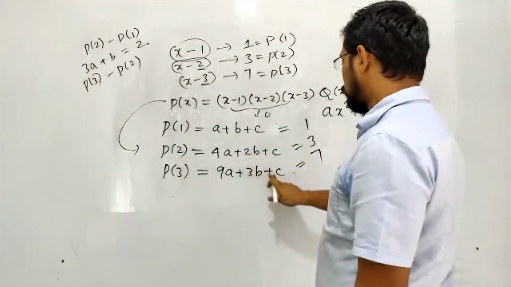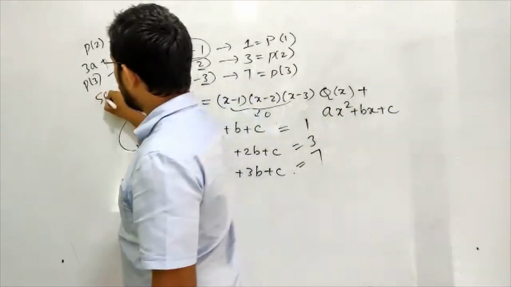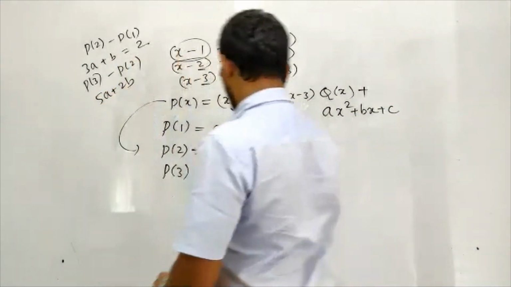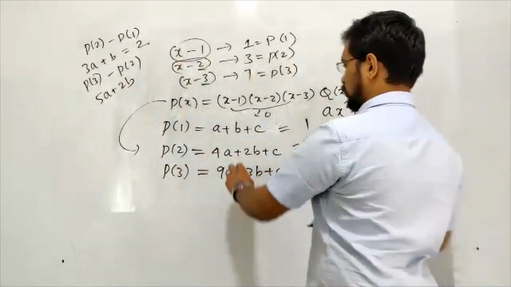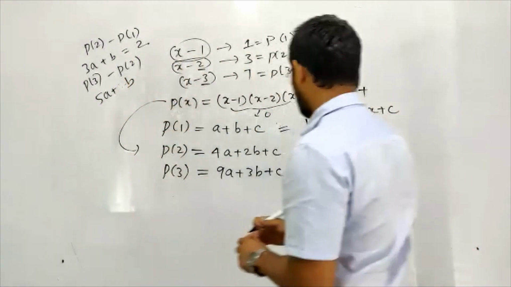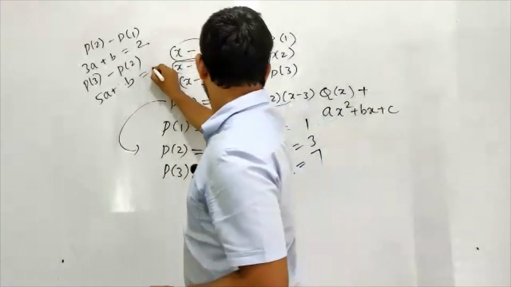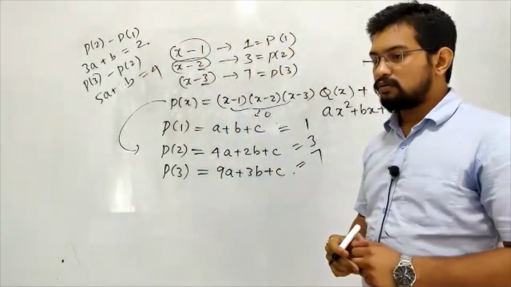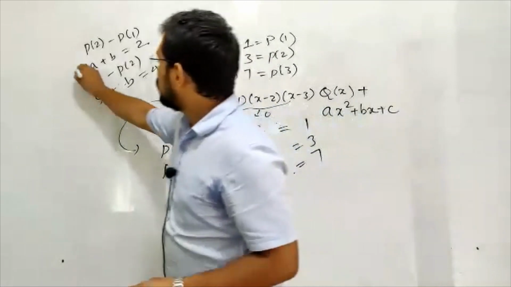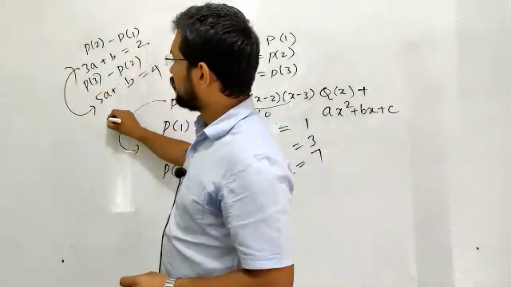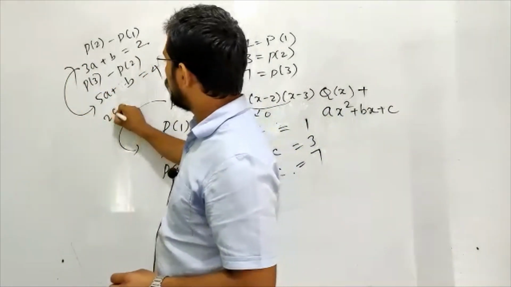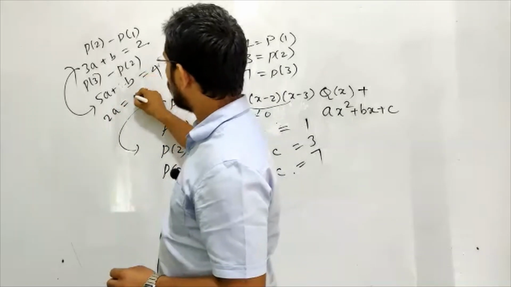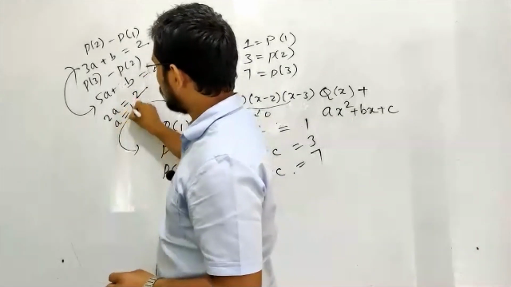5A plus 2B. Subtract these two things. Sorry, 5A plus B is nothing but 4. Now, from these two things, what do you get? Again, subtract these two things. 2A is nothing but this value, which you get as 2. So A will be 1.